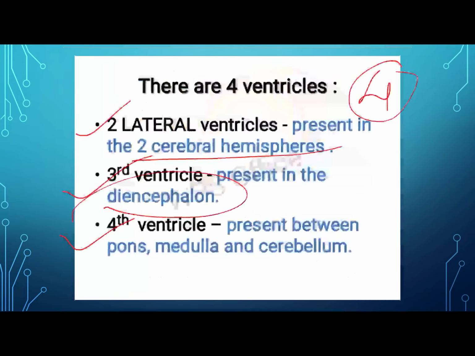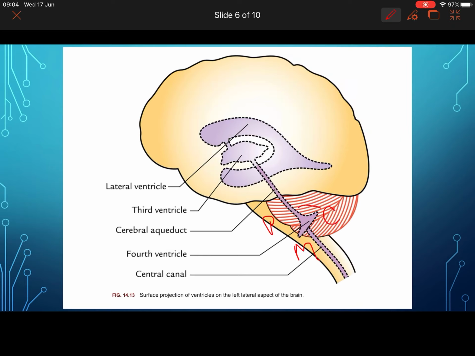Let's label it. So this is the pons, this is the medulla and this is the cerebellum. And over here comes your fourth ventricle. This is your third ventricle and this is your lateral ventricle. Okay, I hope I'm very clear.